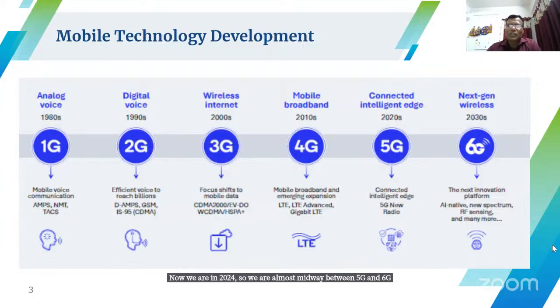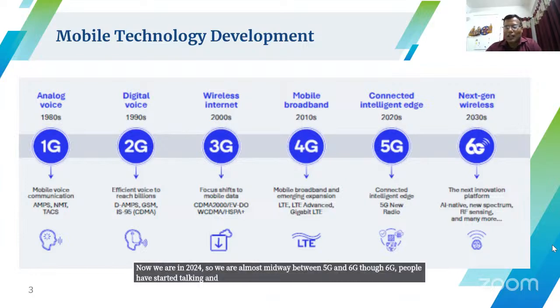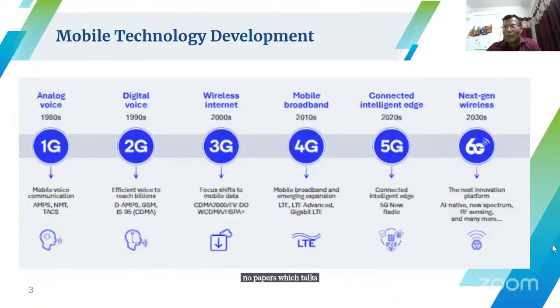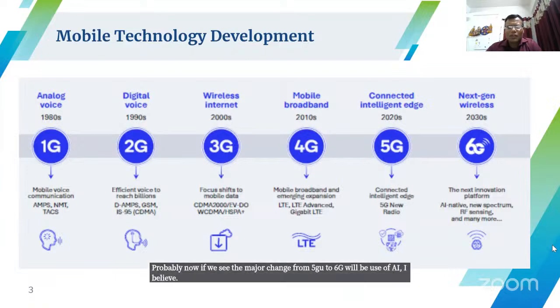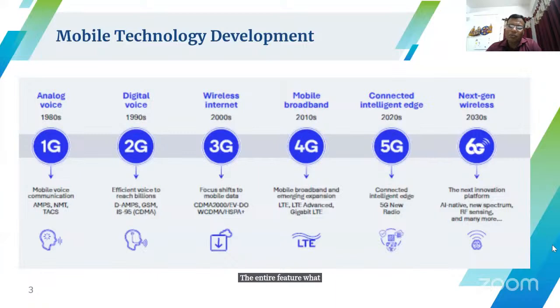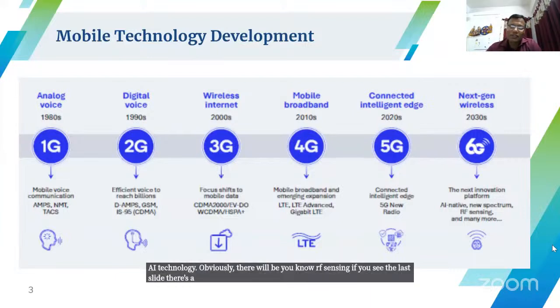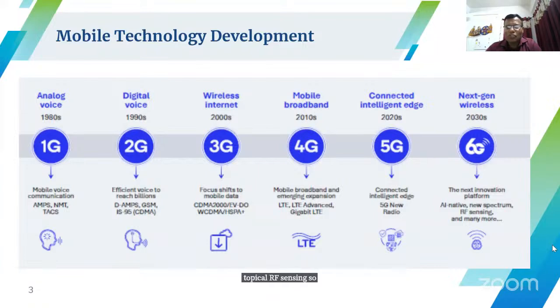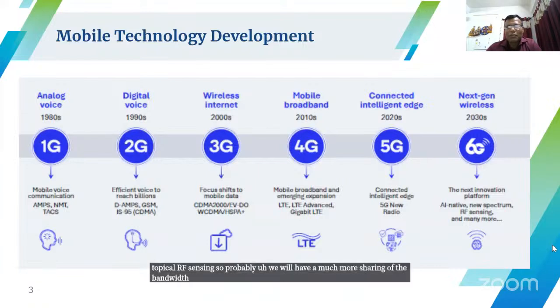Though people have started talking about 6G, and I have received some mails and papers from IEEE which talk about these technologies. Probably the major change from 5G to 6G will be the use of AI, I believe. The entire feature set implemented in 5G will probably be optimized and used with higher efficiency using AI technology. Obviously, there will be RF sensing. If you see the last slide, there's a topic called RF sensing. So probably we will have much more sharing of the bandwidth, and there will be a kind of protocol.